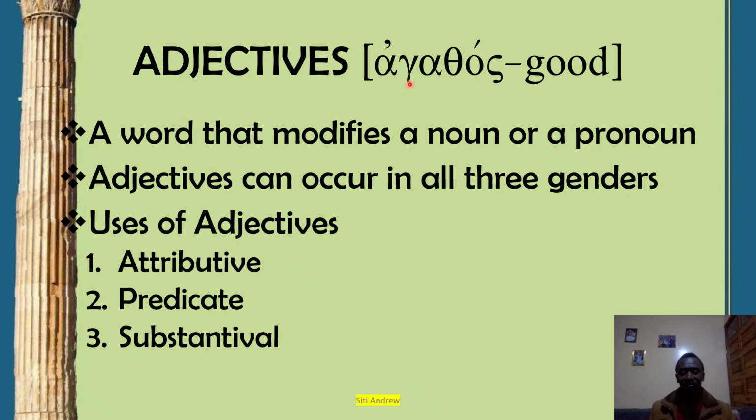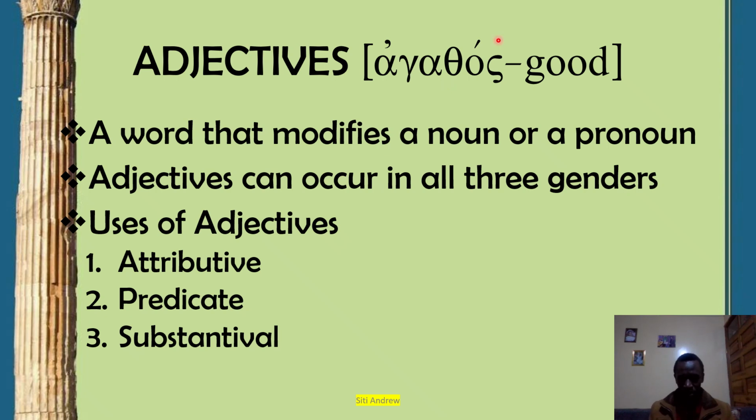The same adjective, like the word here, agathos, which is actually masculine, we also have in neuter, it will be agathon, while when you move it to feminine, it will be agathe. So that is it. And I would like to also share with you that the adjective has three main uses.